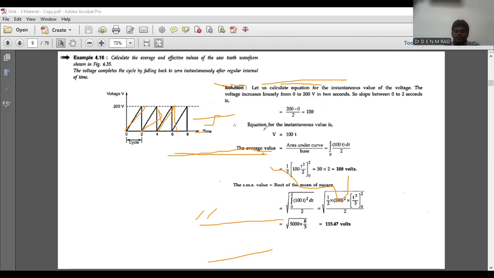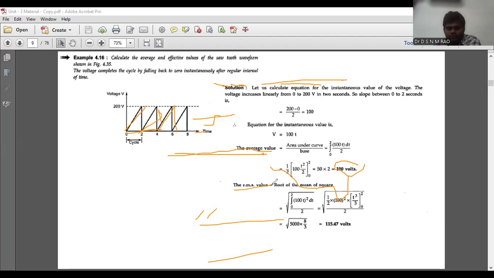Next we can calculate the average value, which equals the area under the curve divided by the base length of the curve. Base length equals 0 to 2 only. So integral 0 to 2 of 100 t dt divided by 2. So 1 by 2 into 100 into integral t, that means t square by 2 with limits 0 to 2. So 50 into 2 is 100 volts. So the average value equals 100 volts.